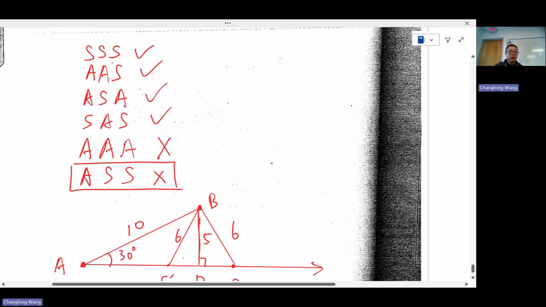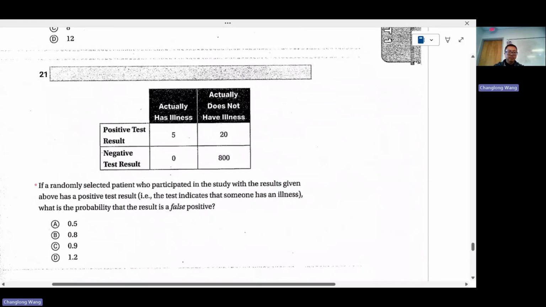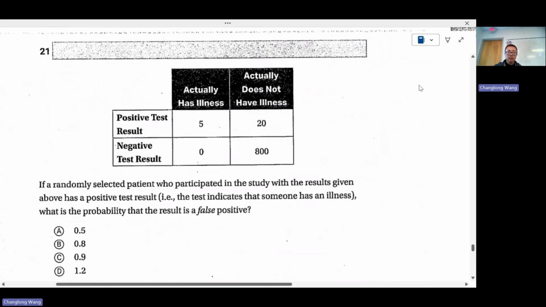Anyway, now let's move up to 21. All right, so that's also a good question that's worth a minute and a half. All right, go ahead.